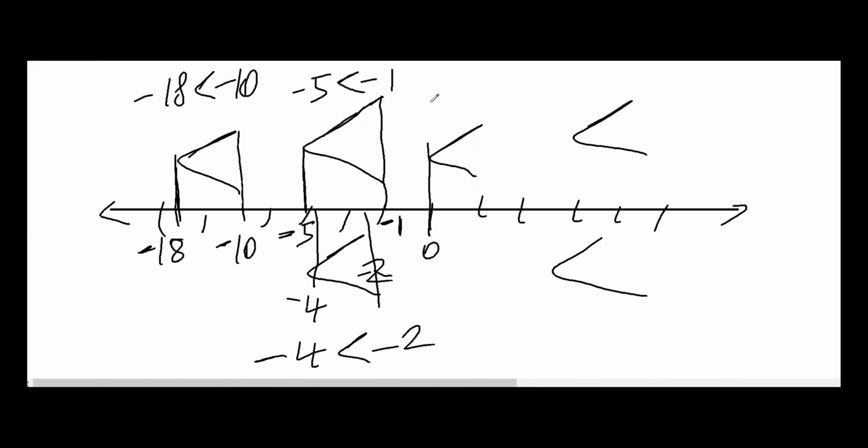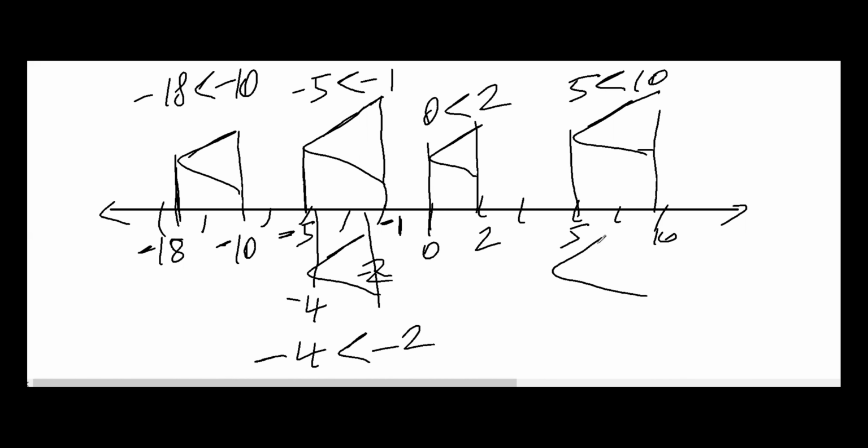Same way over here, this is 0, and say this is 2. So 0 is less than 2, you can write. Similarly here, say this is 5, and say this is 10. So you can write 5 is less than 10. Similarly here, say this is 8, and say this is 4. So here you can write 4 is less than 8. Understood? Yes. This is very easy.